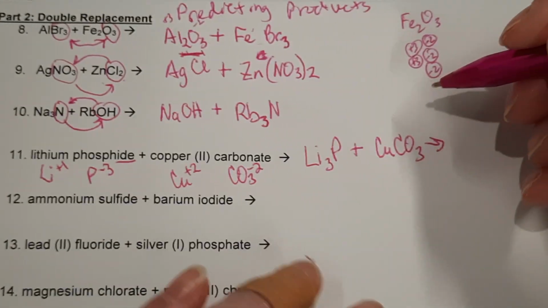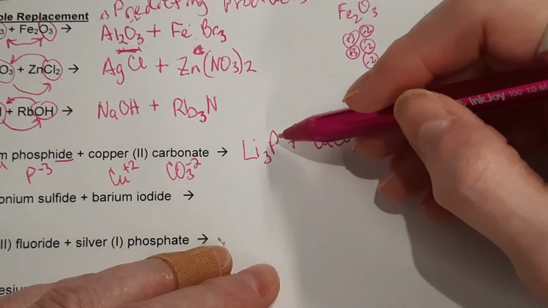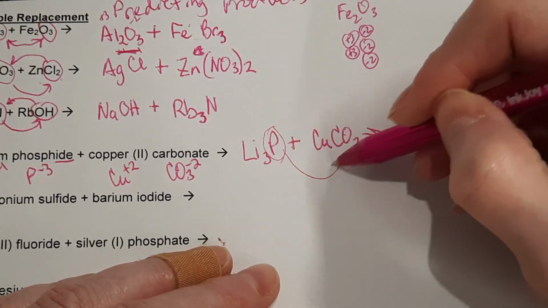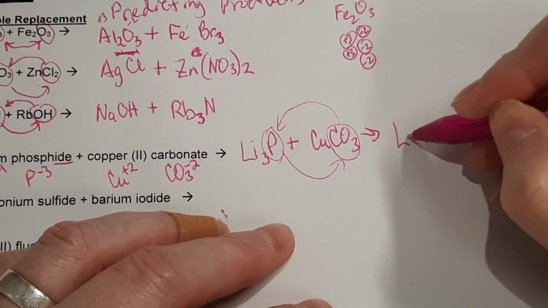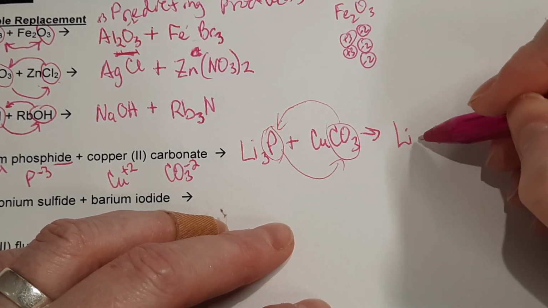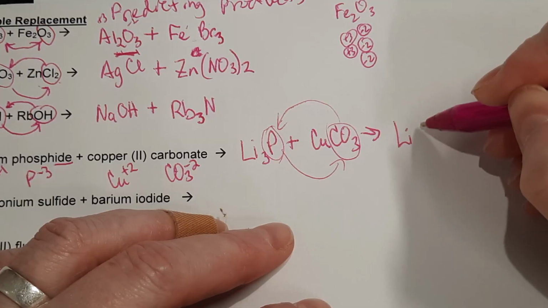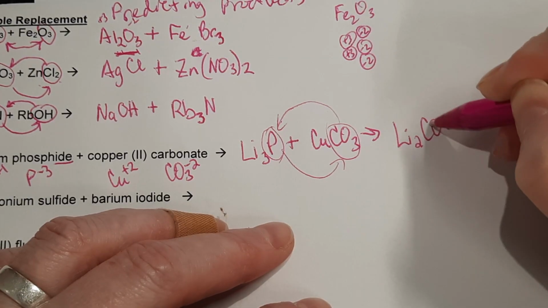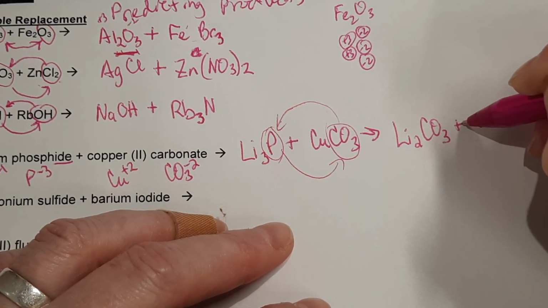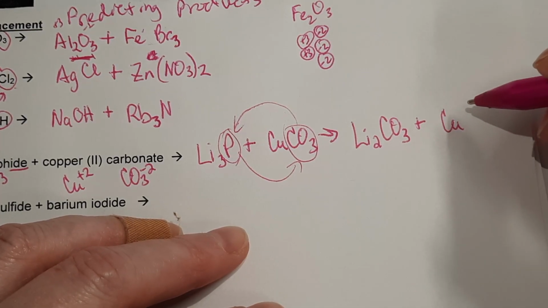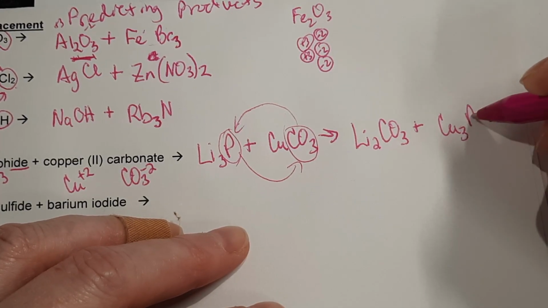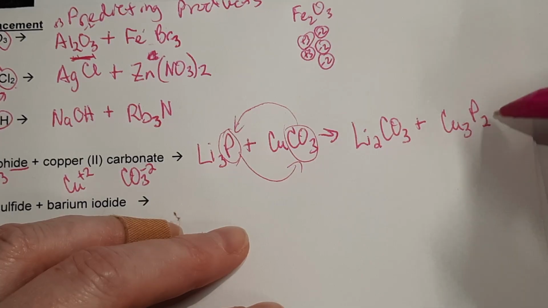And then what are they going to make? So they have to switch partners. So our phosphorus and our carbonate have to switch partners. So lithium, positive 1, is going to be matched up with carbonate, which is a negative 2. And copper, a positive 2, is going to be matched up with phosphide, a negative 3.